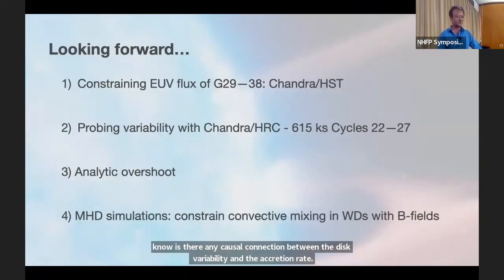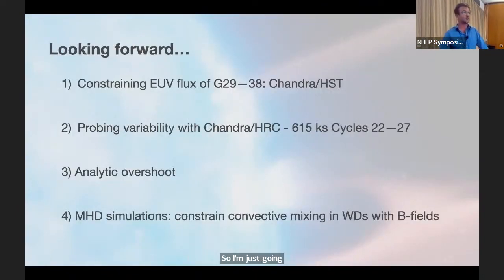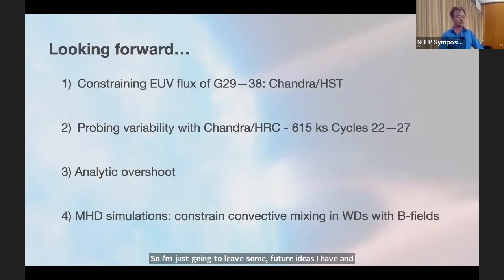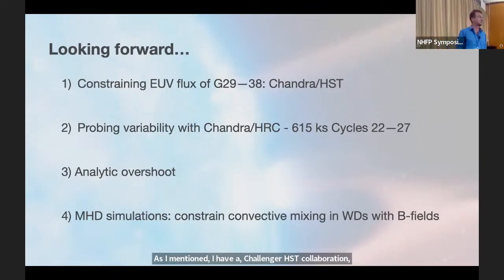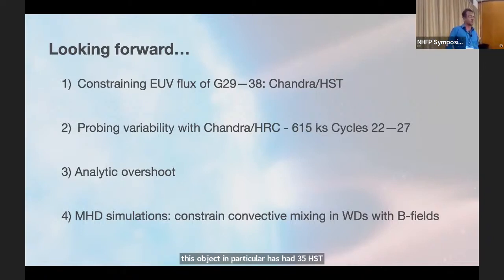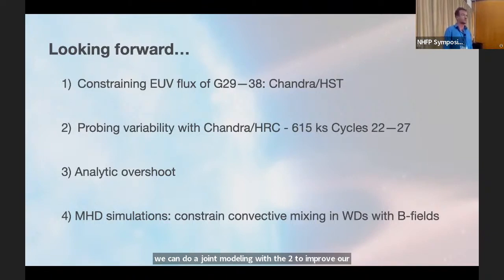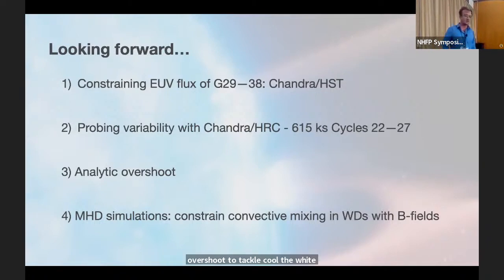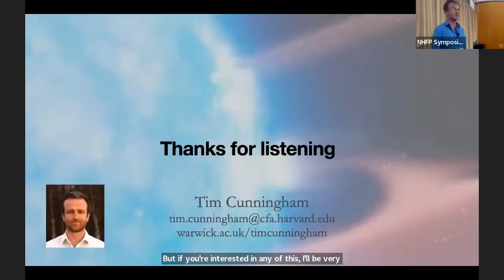So I'm just going to leave some future ideas I have and things I want to work on during this fellowship. As I mentioned, I have a Chandra HST collaboration. This object in particular has had 35 HST orbits, so we can do a joint modeling of the two to improve our constraints on the EUV. As I mentioned, we have this program with Chandra to look at variability. I'm also developing an analytic model of convective overshoot to tackle cooler white dwarfs, which I didn't have time to get into here. But if you're interested in any of this, I'll be very happy to take your questions and talk to you offline. So thanks for listening.